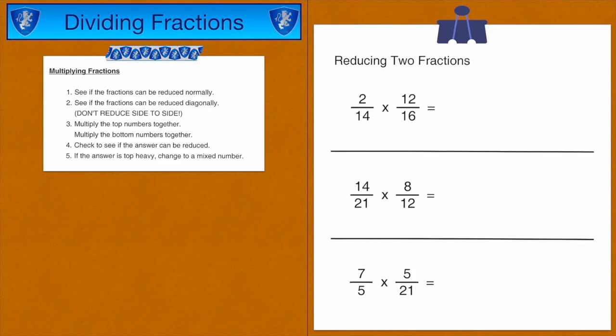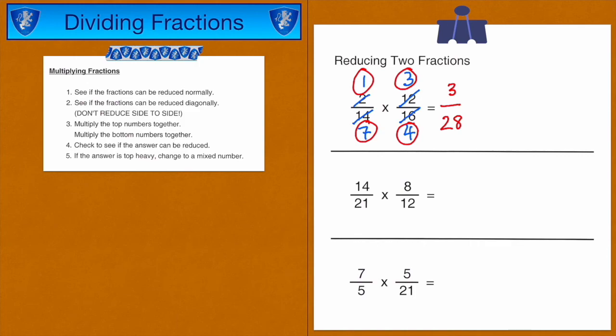Right, now sometimes you can reduce two fractions, so let's have a look at this. So if we look at 2 and 14, we can divide those by 2. So that's 1 times 2 and 7 times 2. And if we look at the other fraction, 12 and 16 are both in the 4 times table. So we can divide by 4. That's 3 times 4 and 4 times 4. And then we've got 1 times 3 is 3. And we've got 7 times 4 is 28.